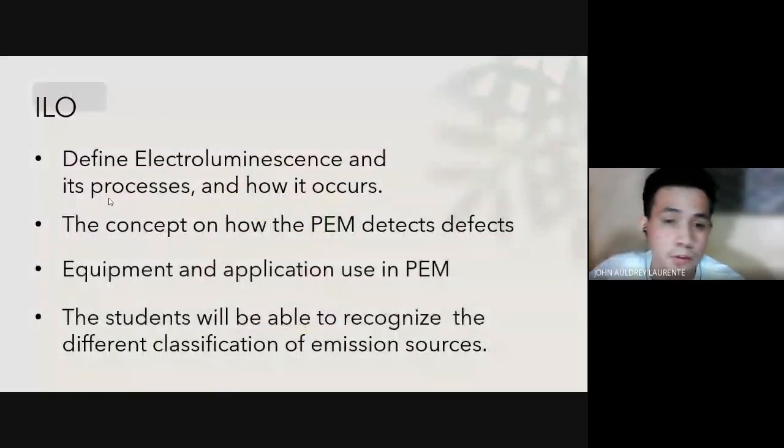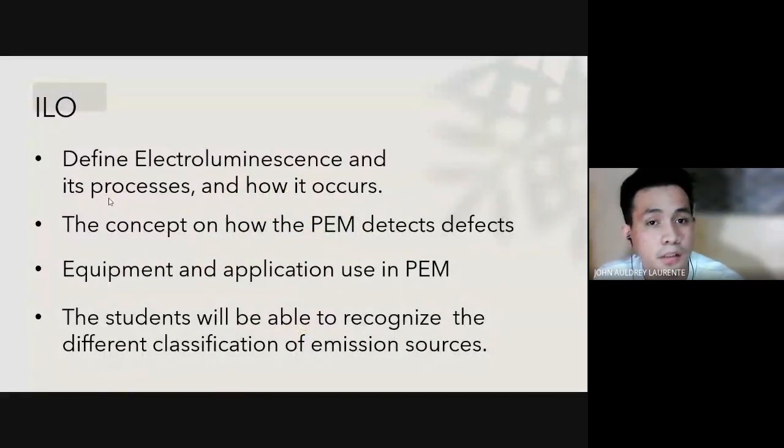For the ILO, for this discussion, we will be able to define electroluminescence and its processes and how it occurs. The concept on how the PEM detects defects, the equipment and the application used in PEM, and we will be able as well to recognize the different classification of emission sources.